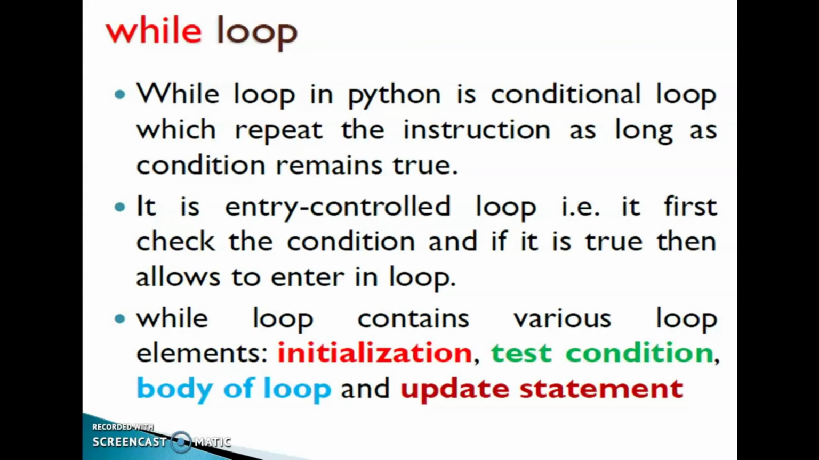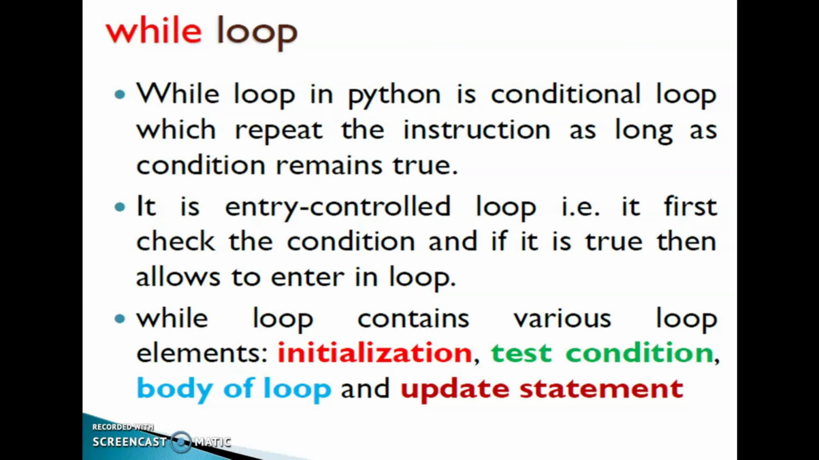Next one, while loop. You just identify this while loop. According to your syllabus, we are concentrating on for loop, but just go through this. While loop in Python is a conditional loop which repeats the instruction as long as the condition remains true. It is an entry controlled loop. That is, it first checks the condition and if it is true, then it allows entry into the loop.